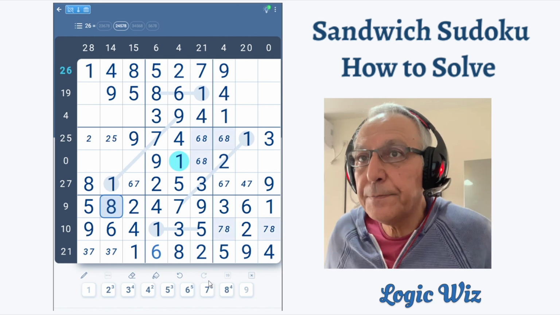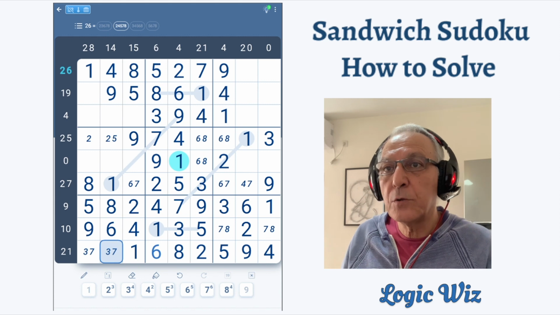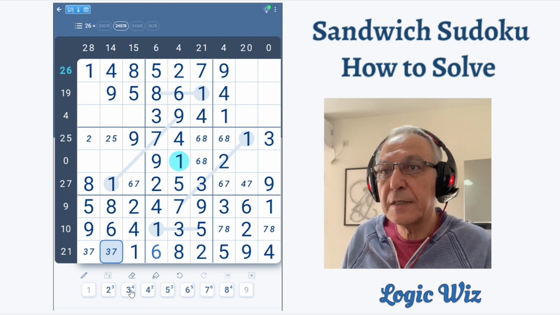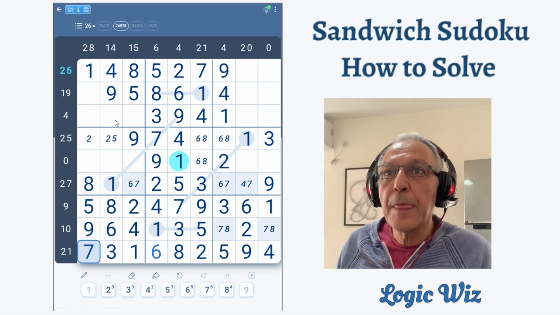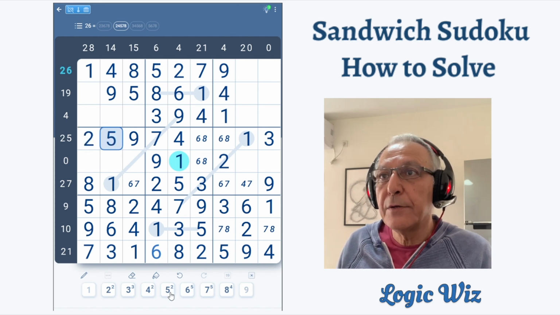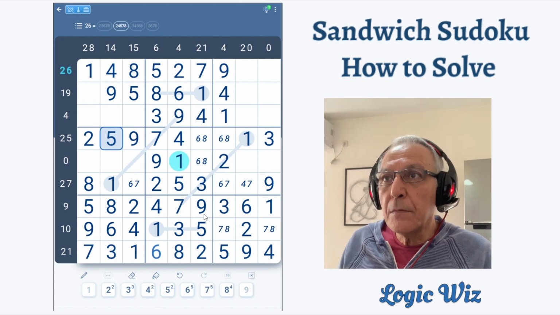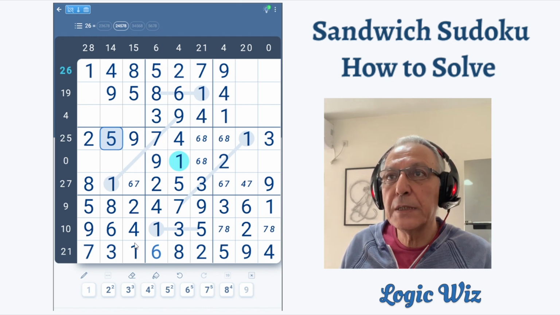5 and 8. Now 7 cannot be next to the 6. This one must be a 3. This one is a 7. 2 and 5. What do we miss? What do we miss here? We still have 6 and 7. It's better to look at this one.